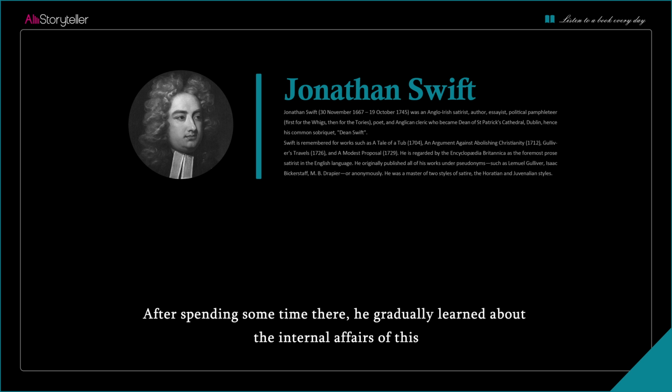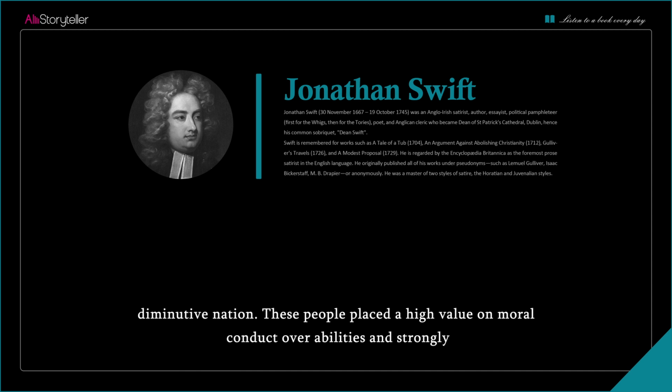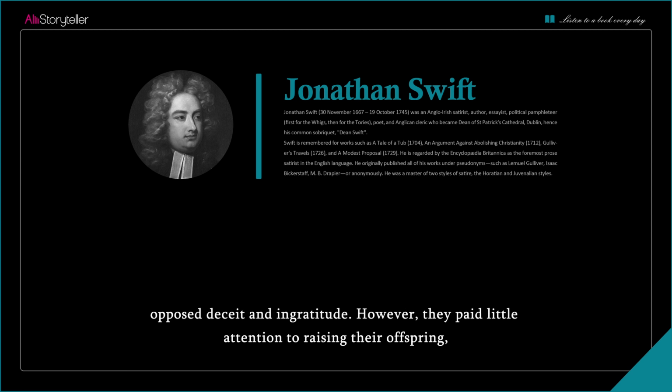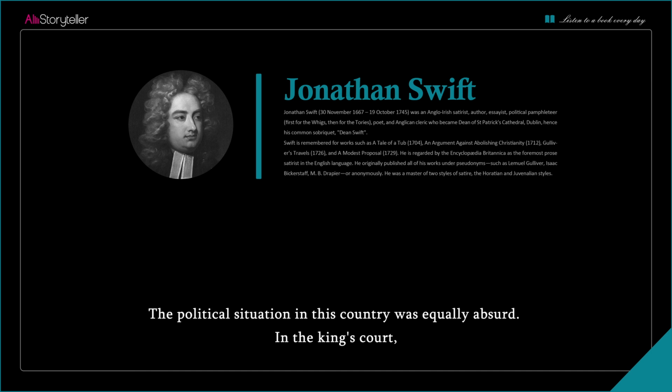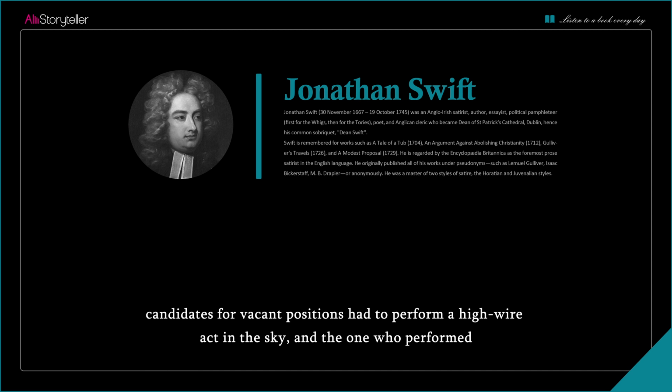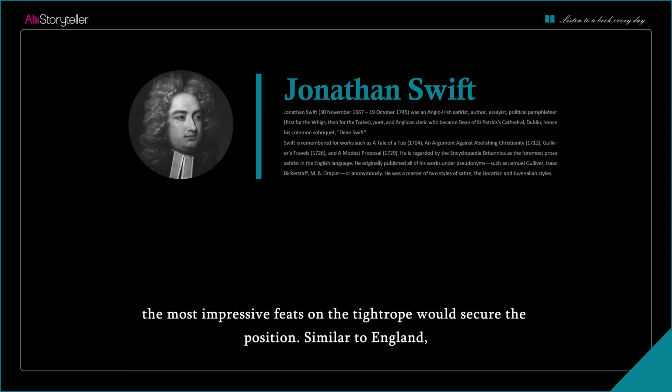After spending some time there, he gradually learned about the internal affairs of this diminutive nation. These people placed a high value on moral conduct over abilities and strongly opposed deceit and ingratitude. However, they paid little attention to raising their offspring, sending children to full-time care before they were even 2 years old. The political situation in this country was equally absurd. In the king's court, candidates for vacant positions had to perform a high-wire act in the sky, and the one who performed the most impressive feats on the tightrope would secure the position.